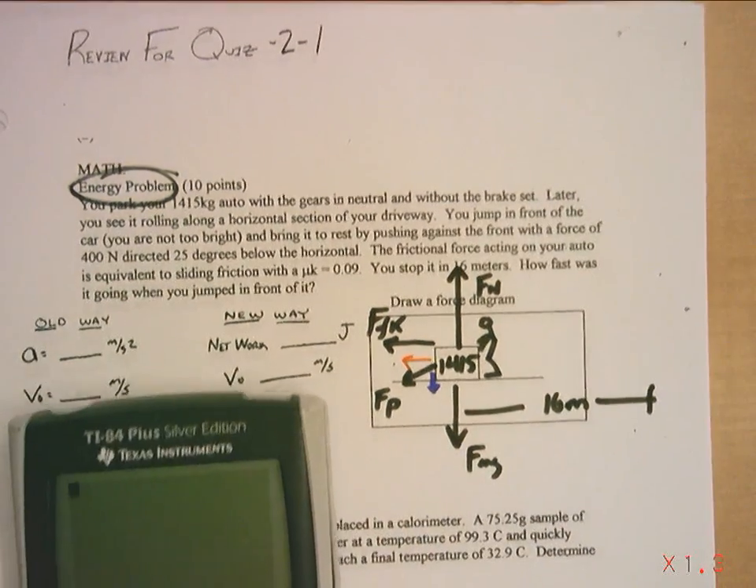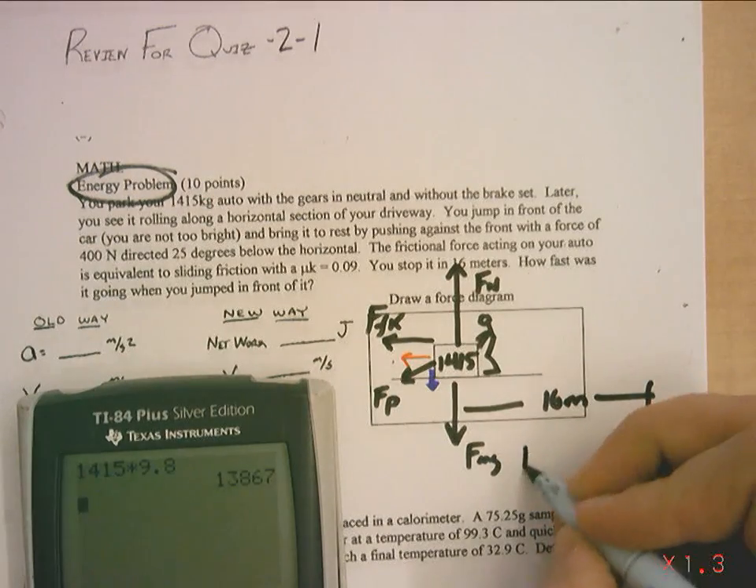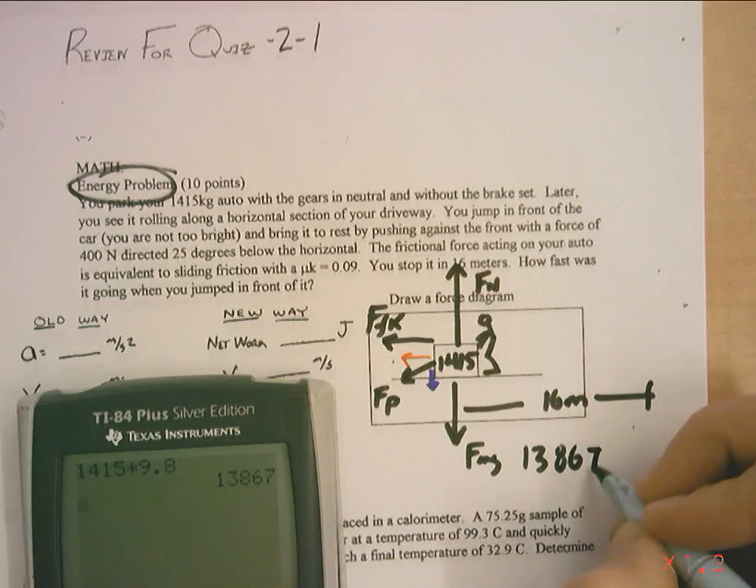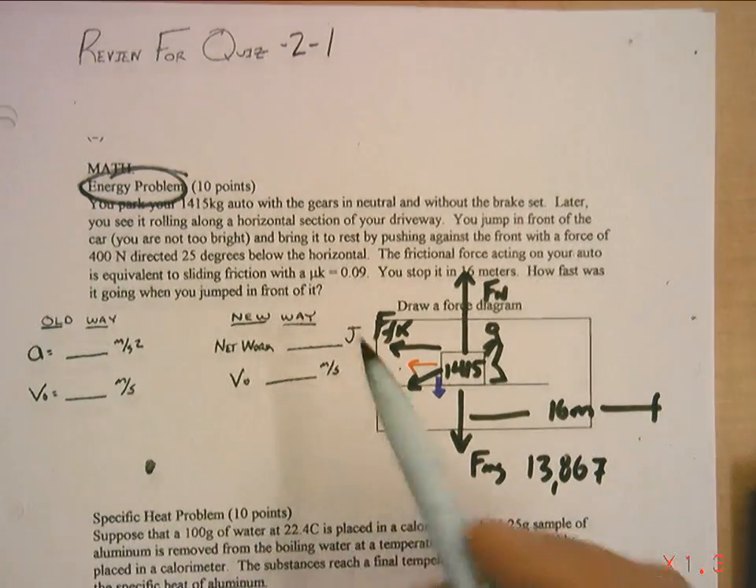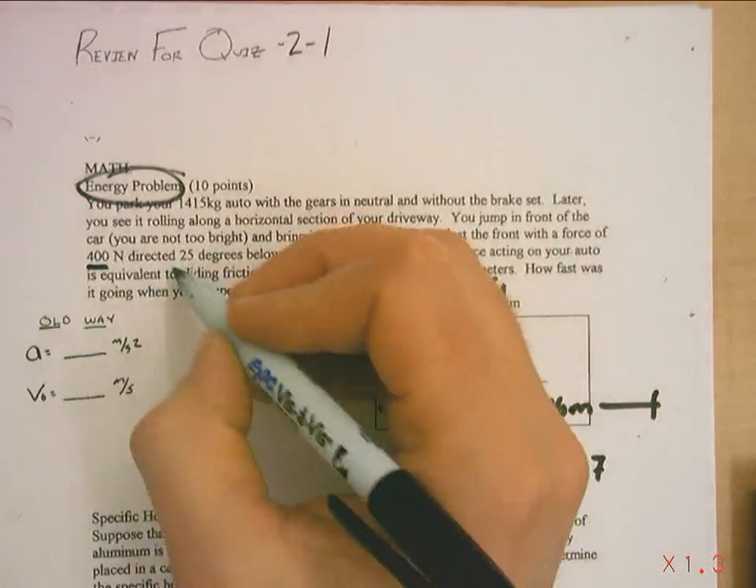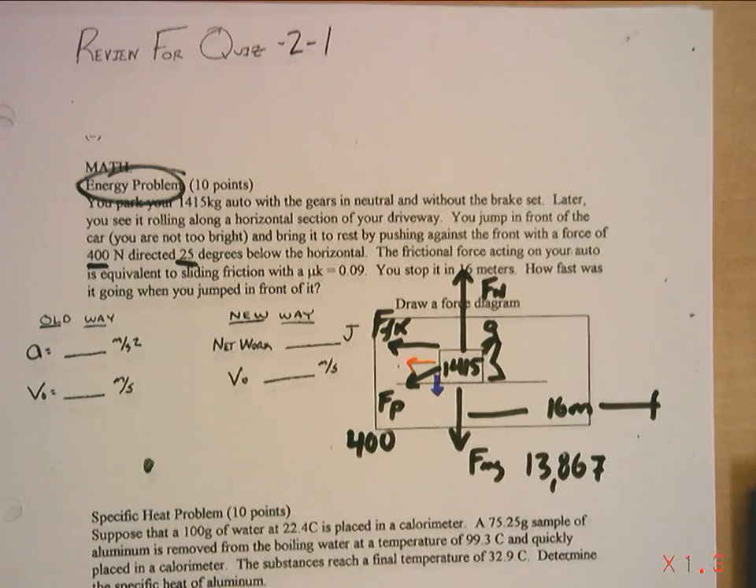First, find the weight. So we're going to say 1415 times 9.8. So we get 13,867. Now we can kind of break down this push. It says right here it's 400 directed at 25. Okay, we're not going to use 400 for anything. The first thing we want to do is find the blue arrow so we can find the force of normal.